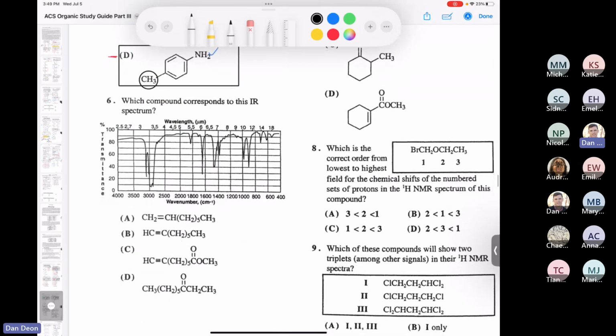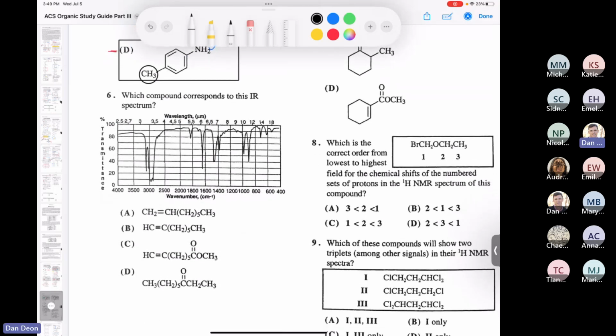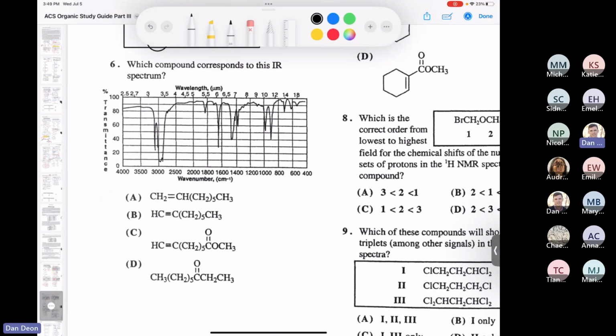Let's try number 6. So number 6, which compound corresponds to this IR spectrum? Sometimes we like to draw a line around 3,000, something like this. So I get a line that looks like that. And then maybe another one around 1,500, 1,700, something like that. I don't know, maybe 1,500. Something like this. All right. So you notice that we have a stretch here right above 3,000. Does anybody know what this one represents?